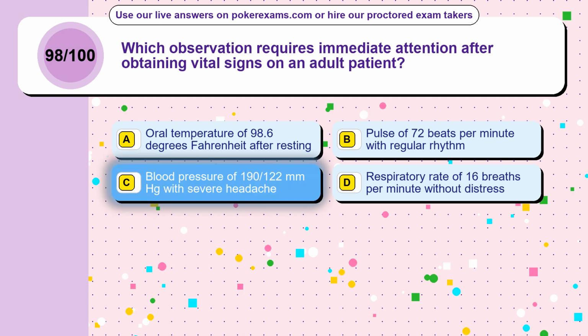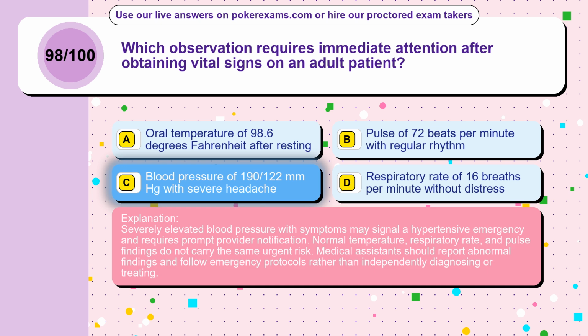The correct answer is option C. Blood pressure of 190/122 mmHg with severe headache. Severely elevated blood pressure with symptoms may signal a hypertensive emergency and requires prompt provider notification. Normal temperature, respiratory rate, and pulse findings do not carry the same urgent risk. Medical assistants should report abnormal findings and follow emergency protocols rather than independently diagnosing or treating.